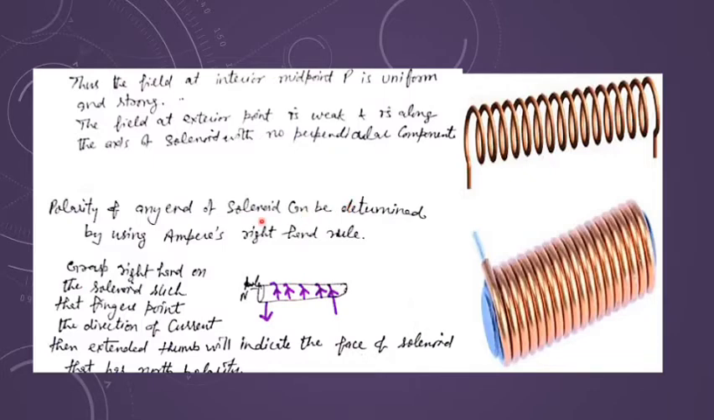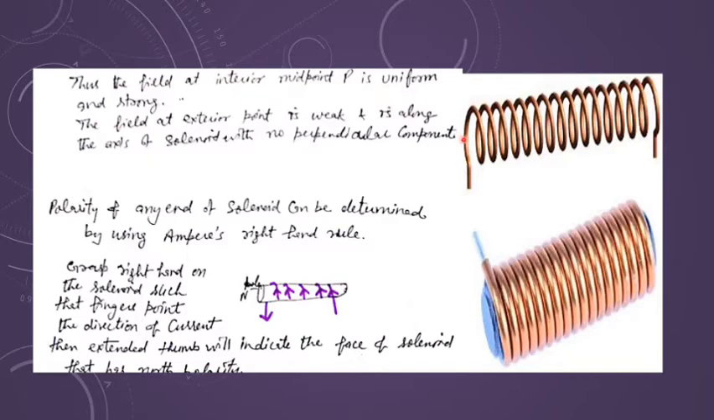Another way of finding the polarity is using Ampere's right hand rule. You grasp the right hand on the solenoid such that the fingers point in the direction of the current, then the direction in which the thumb points gives you the north pole. If your fingers are moving like this in the direction of current, the thumb is giving you the north pole. So this way also you can find the polarity of the solenoid.